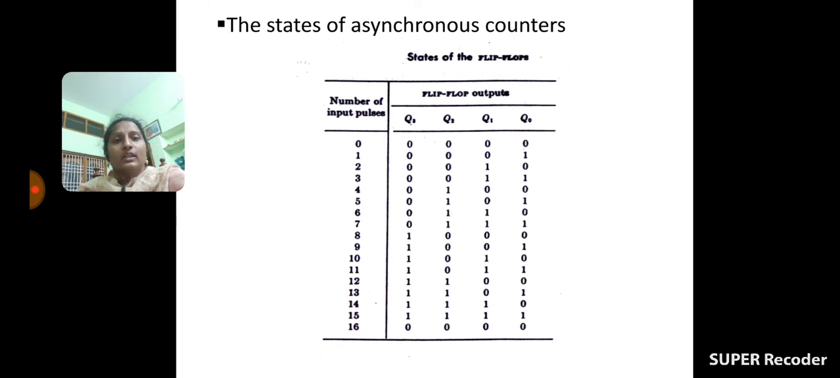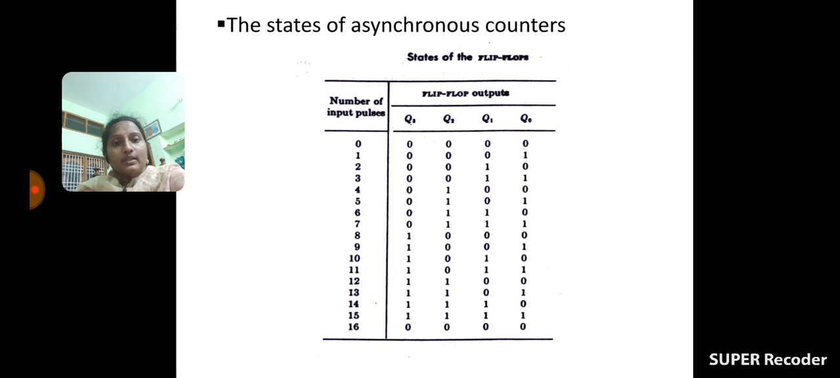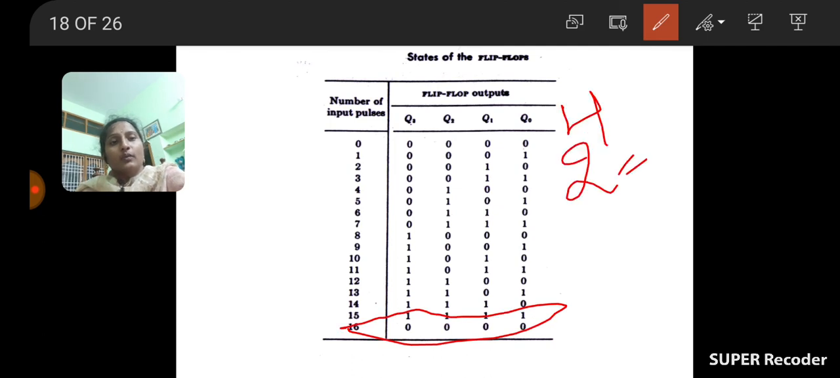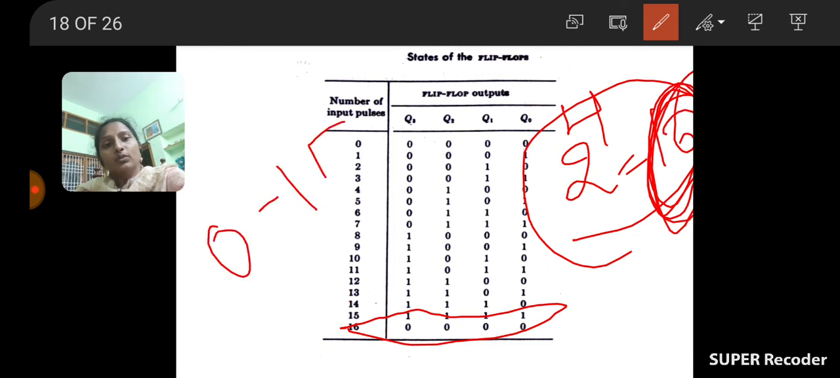So in this way, the circuit is able to count 15 clock pulses. After 15 clock pulses, again it returns to 0. Why? Because here how many flip-flops are used? 4. So what is the capacity of this counter? 16 only. So it will count 16 pulses only. 16 pulses means from 0 to 15.